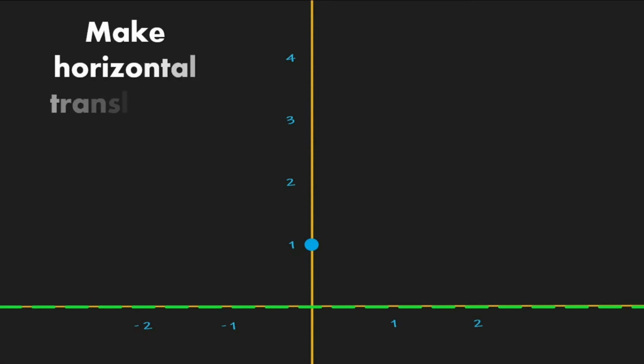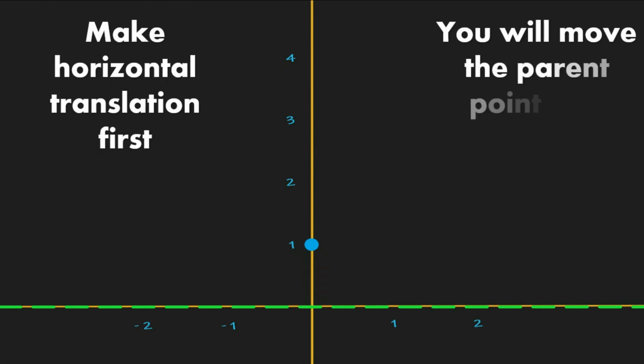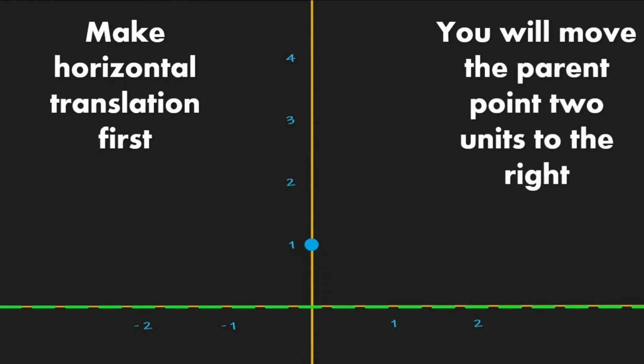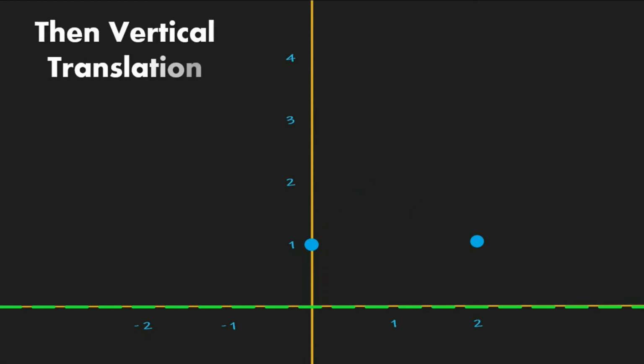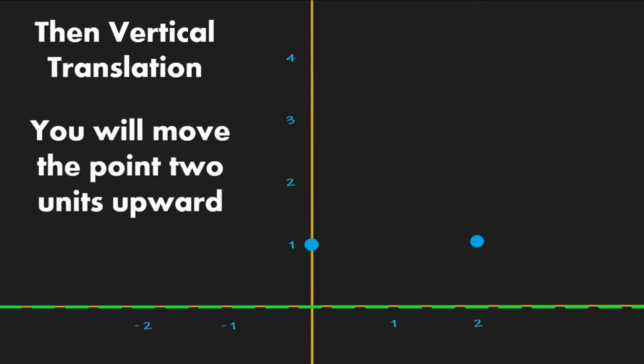Tapos, gawin muna natin yung horizontal translation. So, gagalaw tayo ng 2 units to the right. So, 1, 2. So, yung new point natin mapupunta dito. After nyan, hindi pa yan tapos. Hindi ko pa mag-drawing ng curve dyan kasi meron pa tayong vertical translation. So, according sa ating rule, kailangan natin ng 2 units upward. So, 1, 2. Therefore, the final point will be here.